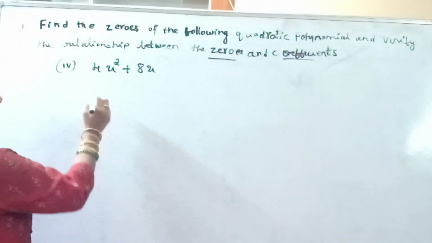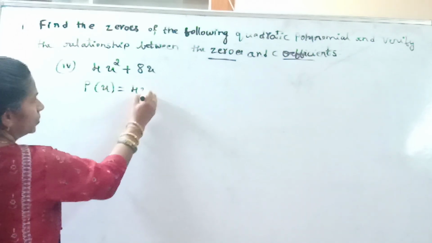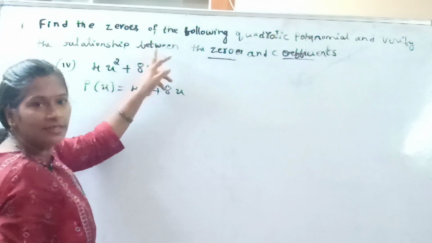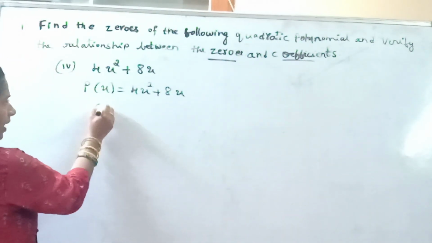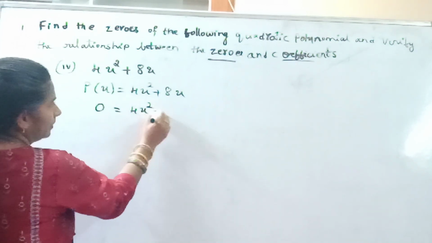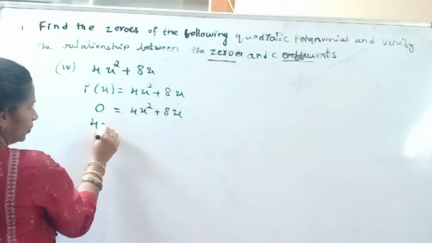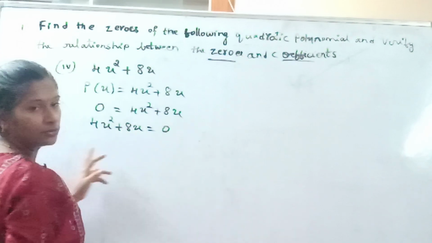Let us take the polynomial as p of u is equal to 4u square plus 8u. Now we have to find the zeros of the polynomial. Let us write the polynomial value as 0 is equal to 4u square plus 8u. So let me write the quadratic equation as 4u square plus 8u is equal to 0.